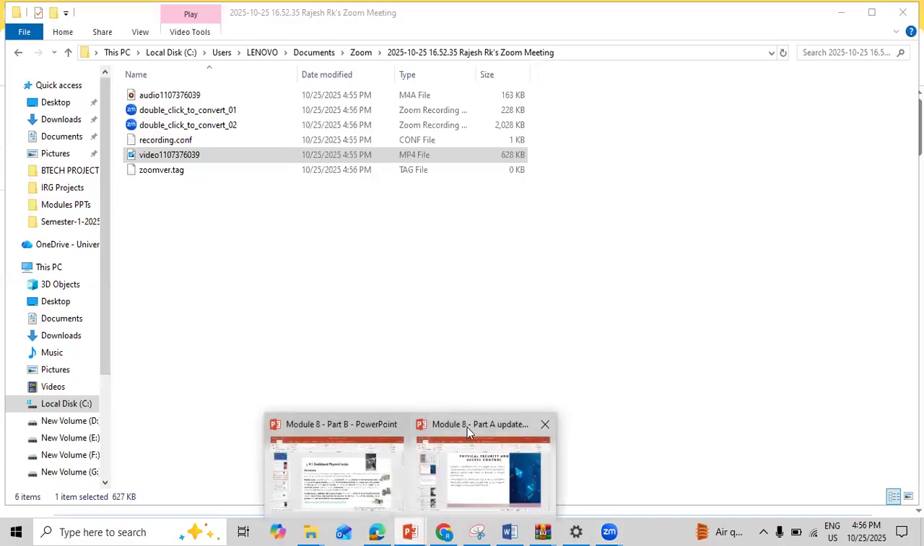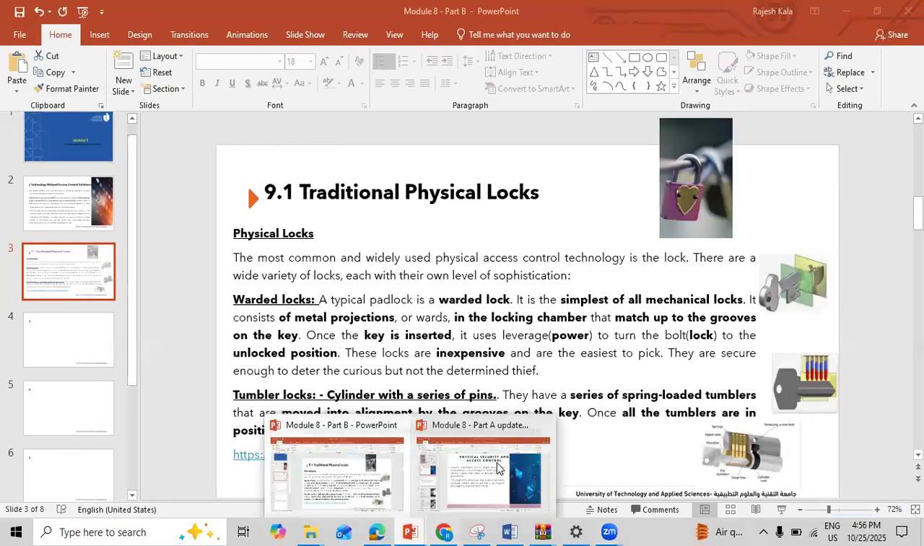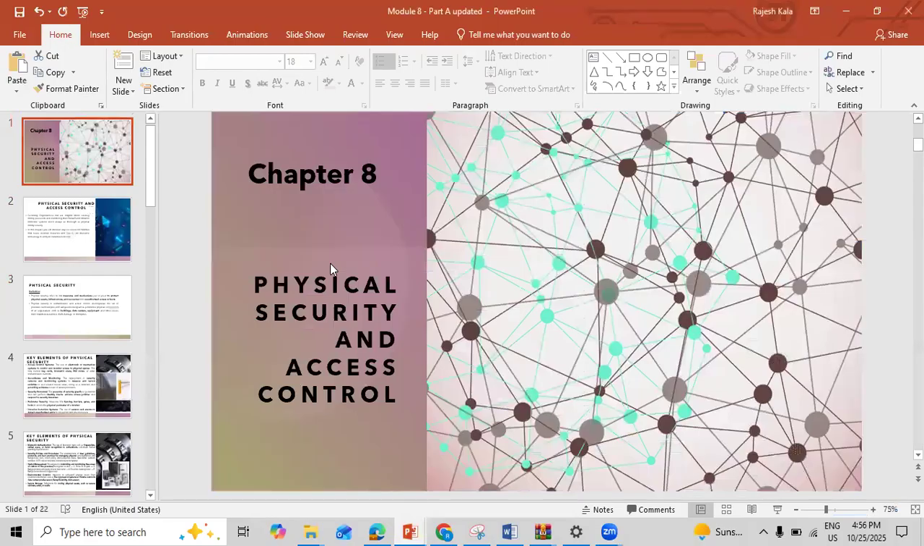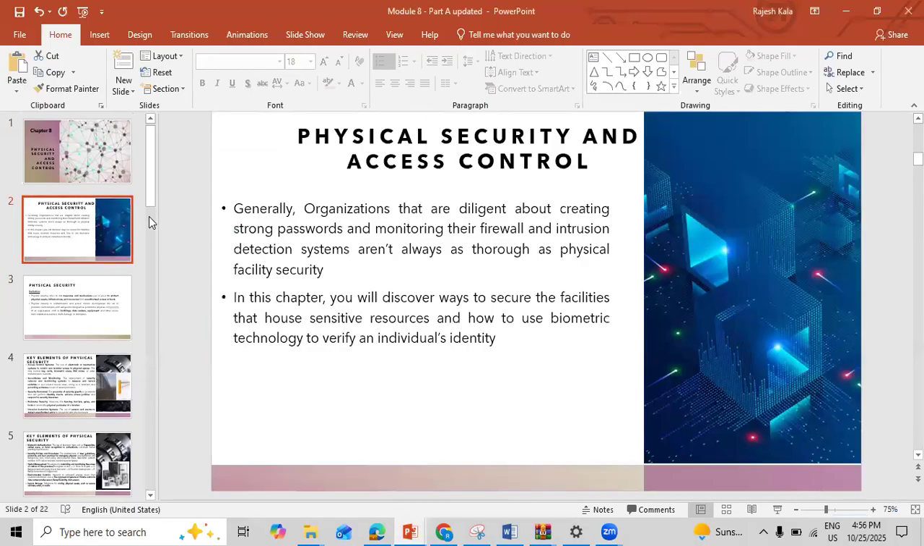So today we'll discuss Module 8, Part A. Module 8 is Physical Security and Access Controls. In this chapter, we'll discuss the different access controls we have to use for physically securing the company or the organizations.